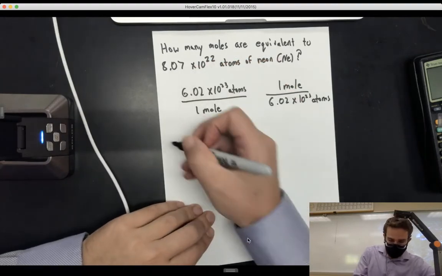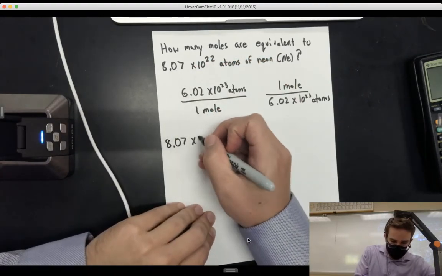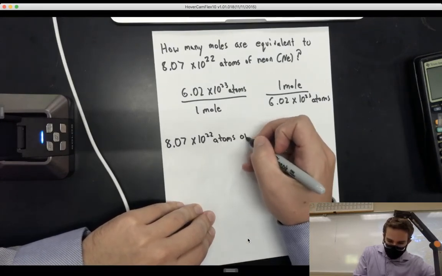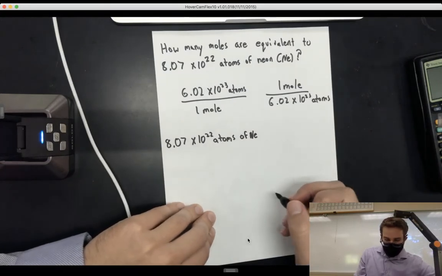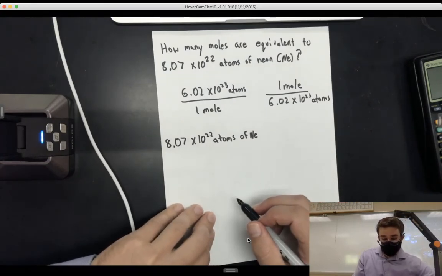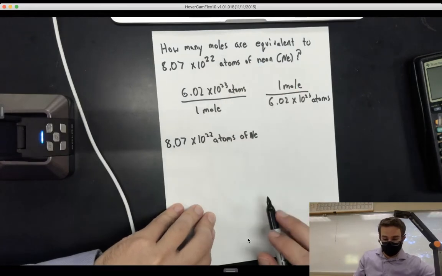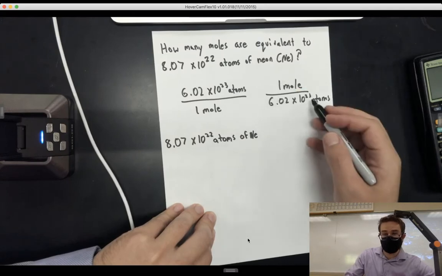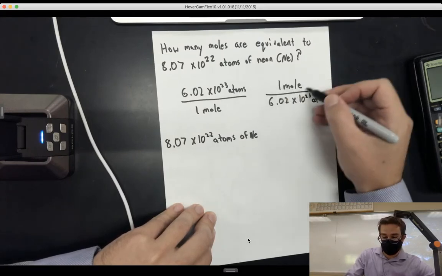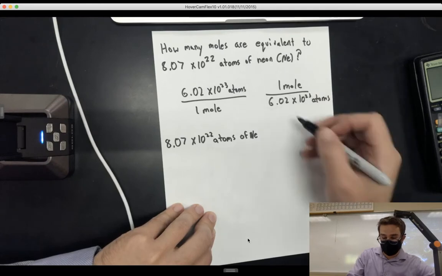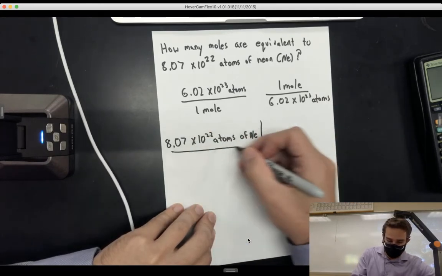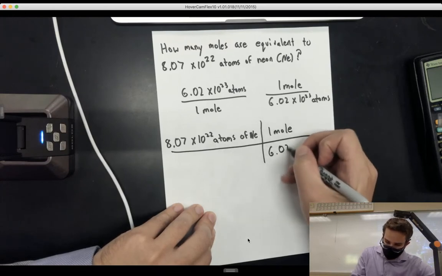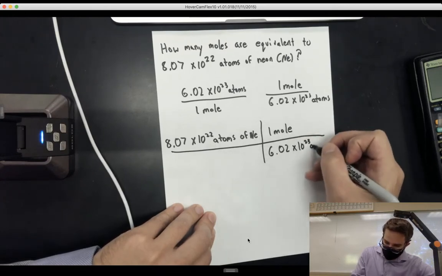We are given 8.07 times 10 to the 22 atoms of neon. And we have to convert this to moles. We're asked how many moles. Since we are converting to moles, we want this conversion factor because our desired unit is in the numerator and our given unit is in the denominator. So I'll put that conversion factor into my t-chart. So I have 1 mole per 6.02 times 10 to the 23 atoms.